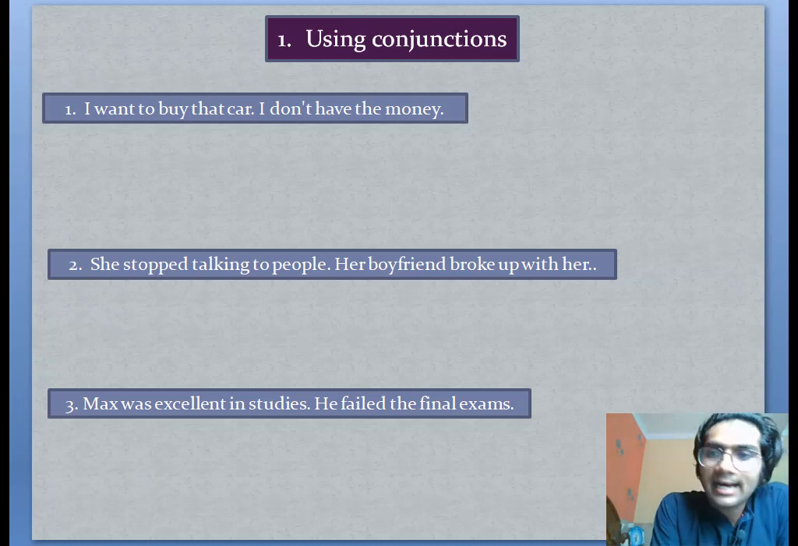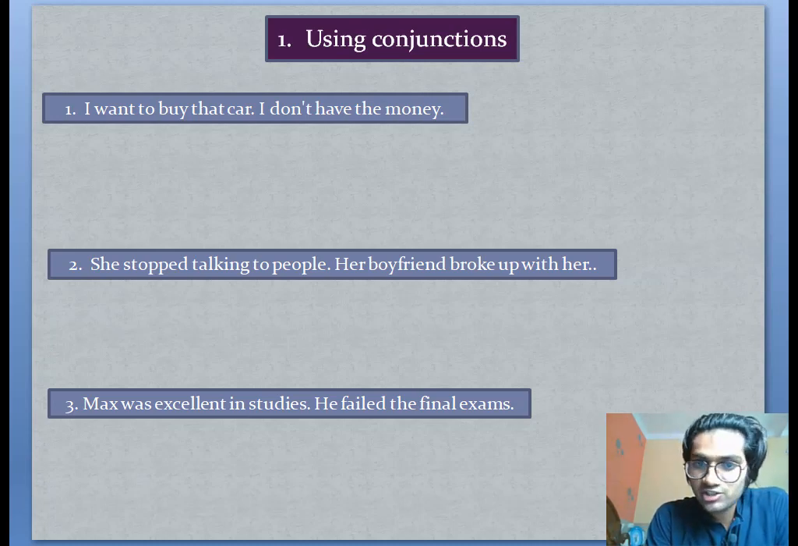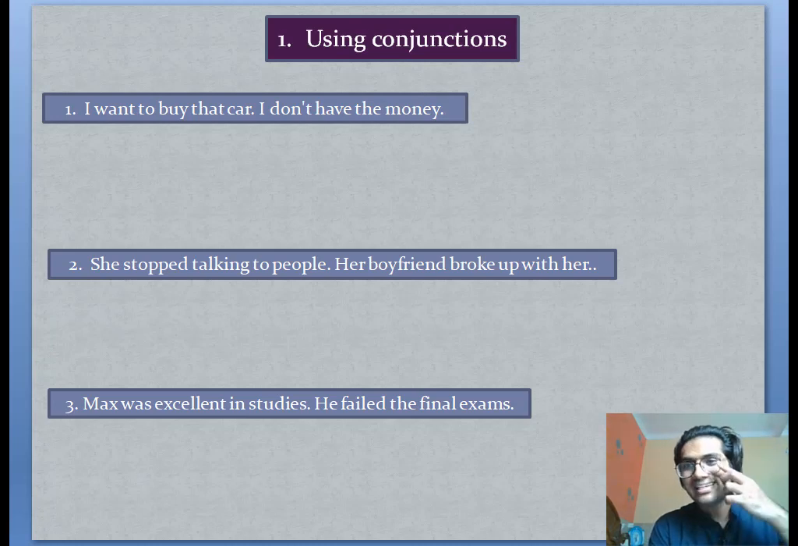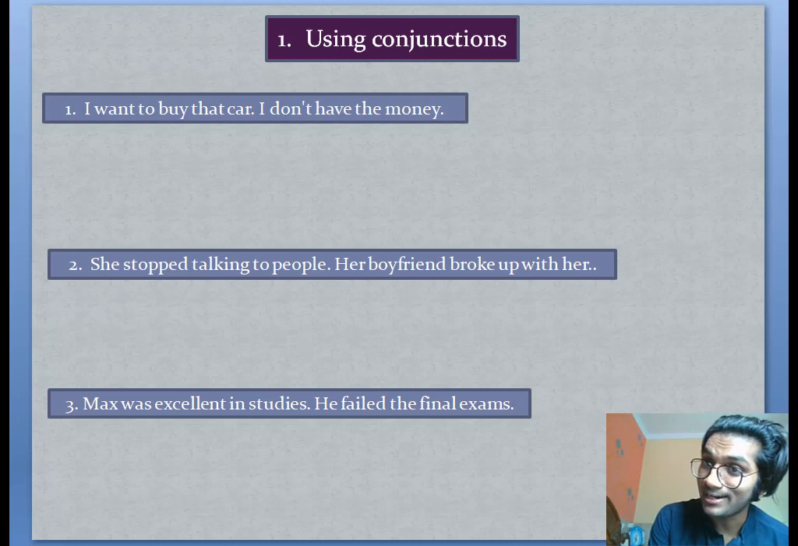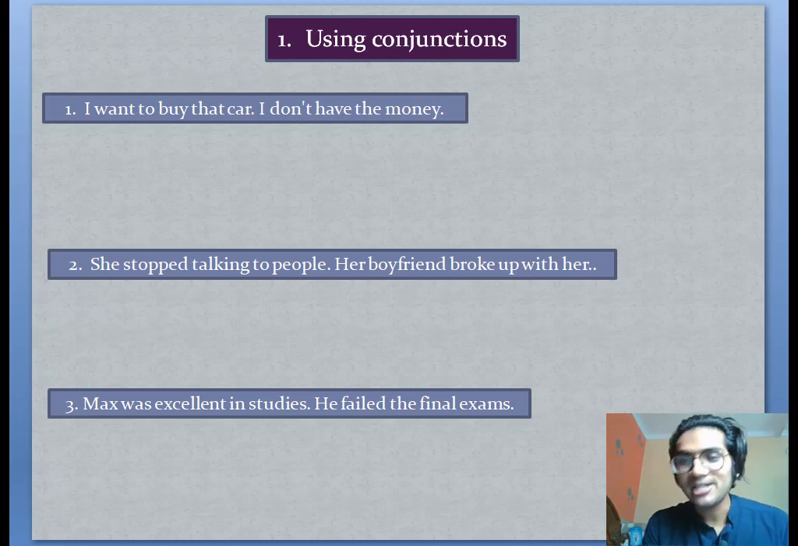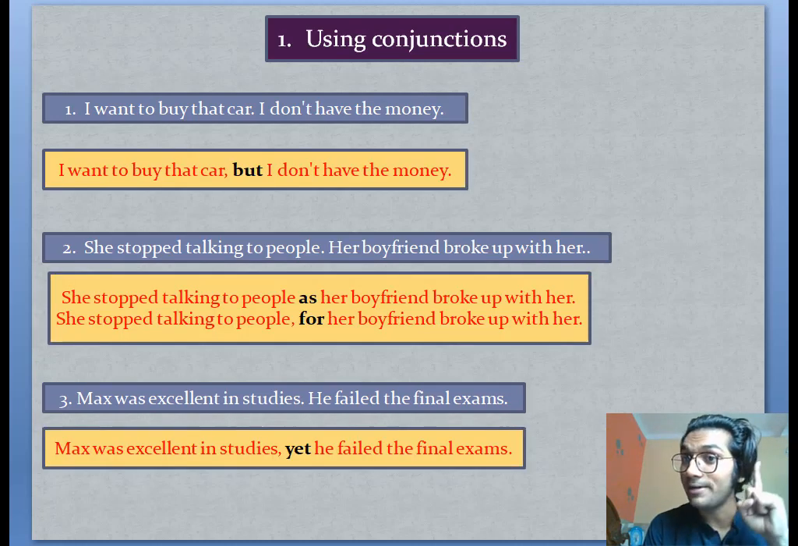I want to buy that car. I don't have the money. She stopped talking to people. Her boyfriend broke up with her. Max was excellent in studies. He failed the final exams. Now, in all these 3 examples, we have 2 separate, simple, independent sentences. Let's change them into one, and the meaning should be intact, should not change.